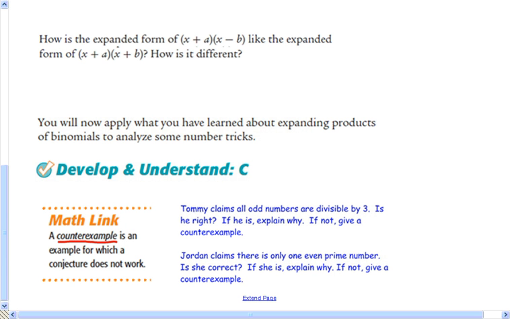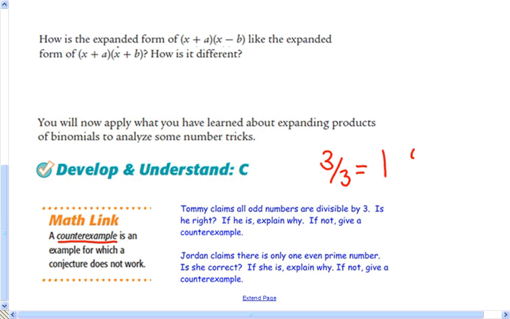So, Tommy claims all odd numbers are divisible by 3. Is he right? If he is, explain why. If not, give a counterexample. Well, if Tommy picked a number like 3, that's an odd number. That certainly is divisible by 3. 3 divided by 3 is 1. That's a whole number, so it's divisible by 3.